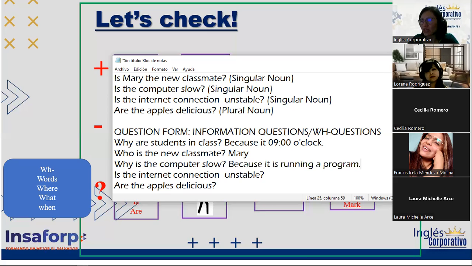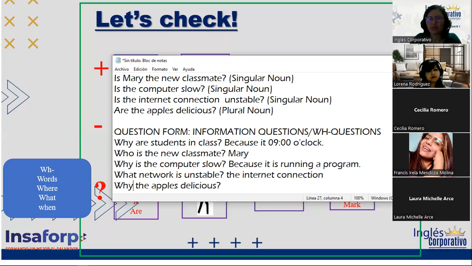Is the internet connection unstable? ¿Verdad? Is the internet connection unstable? Puedo preguntar, what network is unstable? Estamos inventando, ¿verdad? What network is unstable? ¿Cuál red es la que está inestable? Ah, the internet connection, right? Are the apples delicious? Right, I can ask something like, okay, why? Why are the apples delicious? Ah, because they are very sweet. Okay, because they are very sweet.